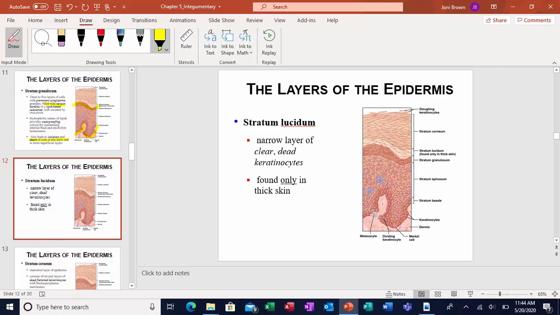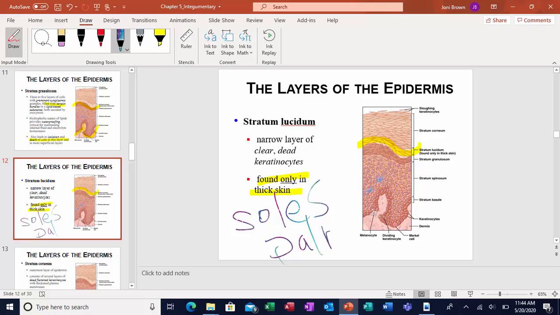The stratum lucidum is this white area that you see right there. And you won't see this in any skin except thick skin, like you have on the soles of your feet or the palms of your hands. That's where you find the stratum lucidum. The skin on your scalp and your arm and your chest and your back has no stratum lucidum. It just has the 4 regions. But if it's got the stratum lucidum, these are dead keratinocytes, and it's a clear area. That's why it's usually depicted in white.